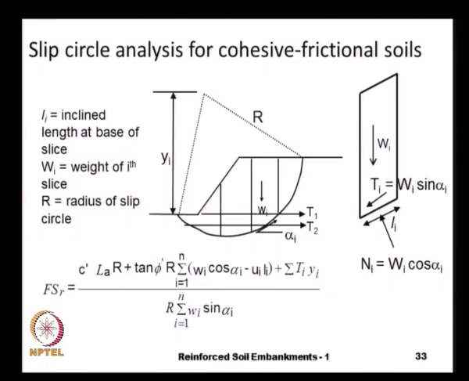Here the analysis is a trial and error, because the resisting moment also depends on where you place the reinforcement. If you place the reinforcement at a slightly lower depth than the base of this embankment, you get a higher resisting moment.